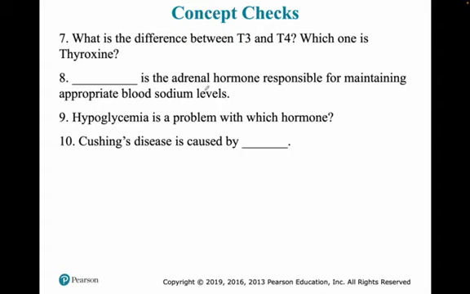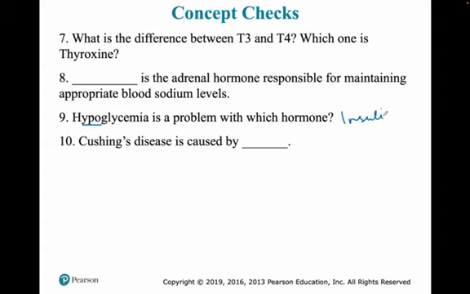Which adrenal hormone is responsible for maintaining appropriate sodium levels? Which is the aldosterone. Hypoglycemia means less sugar, right? Is the activity of which hormone? The hormone that actually cuts down glucose too much, okay, which is insulin.